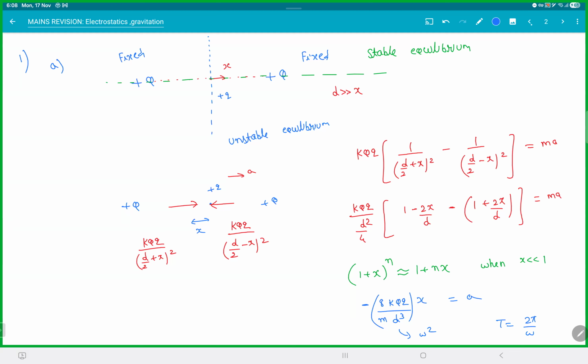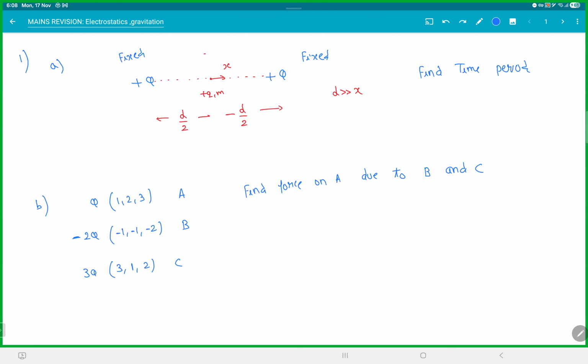What about the second one? Find the force on A due to B and C. We have to use the vector form. Yeah, you have to get the vector form.